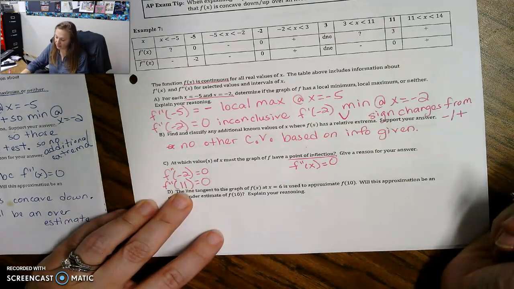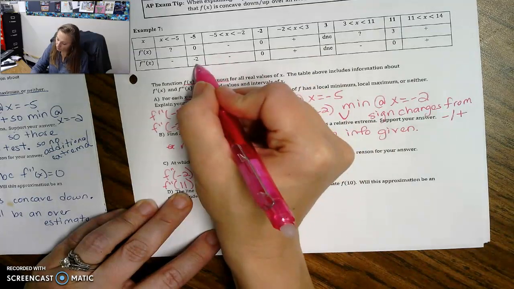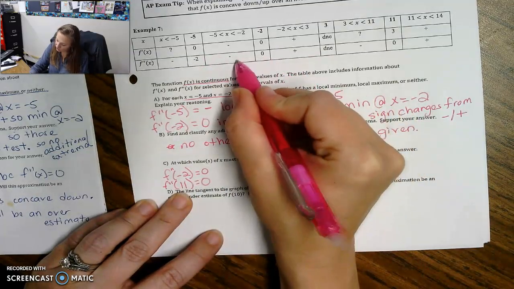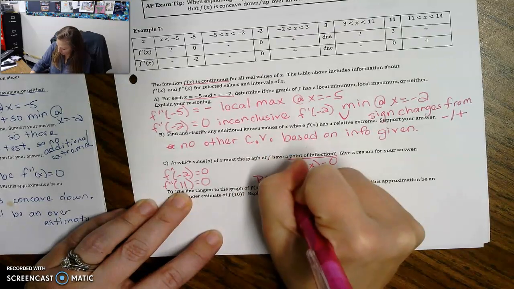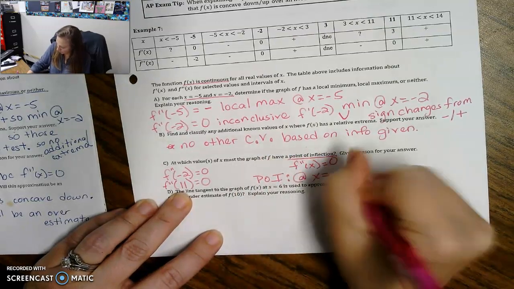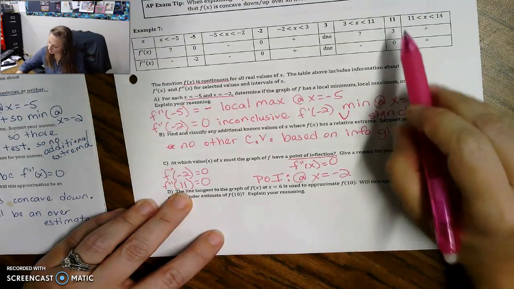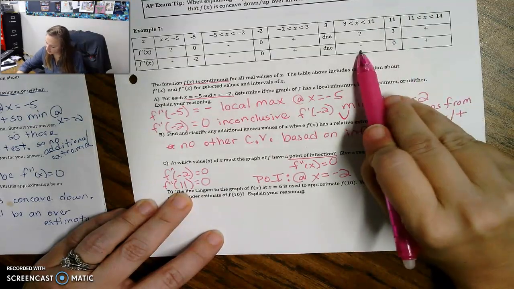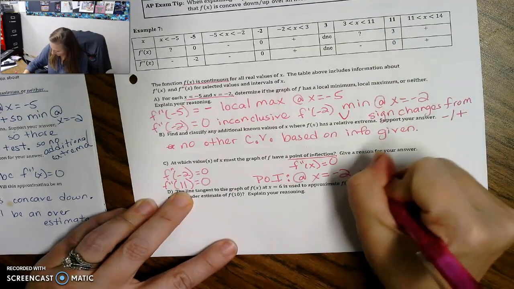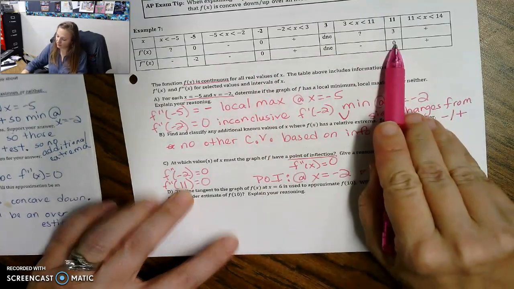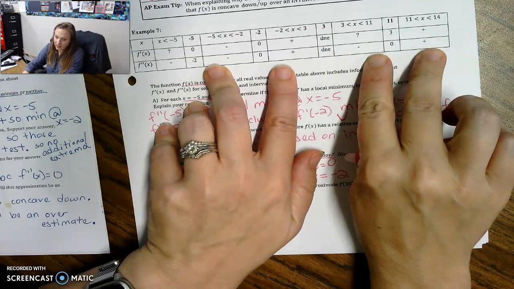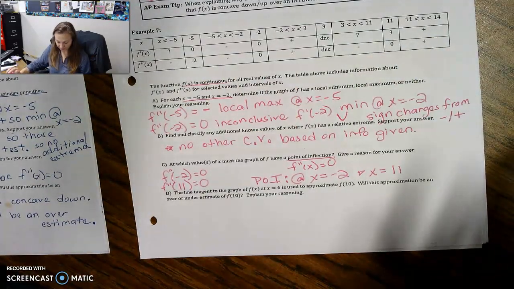Okay, so we found our zeros. Now we're going to look on either side for a sign change. Here we have a sign change from negative to positive. So that means we have a point of inflection at x equals -2. And let's check 11. We have a sign change from negative to positive at x equals 11. We have points of inflection at -2 and 11 because the sign changes on either side of the zeros here.